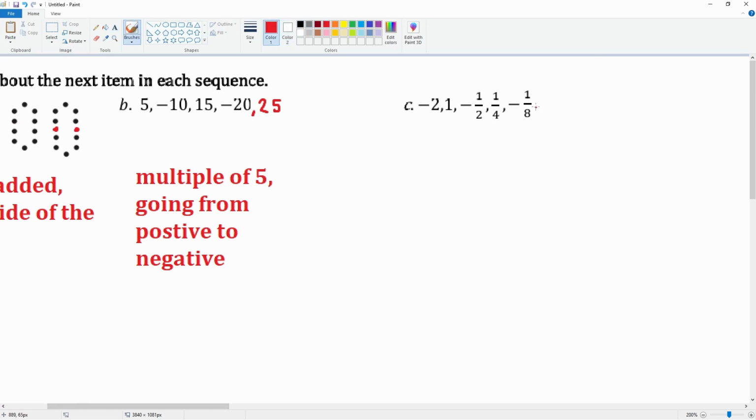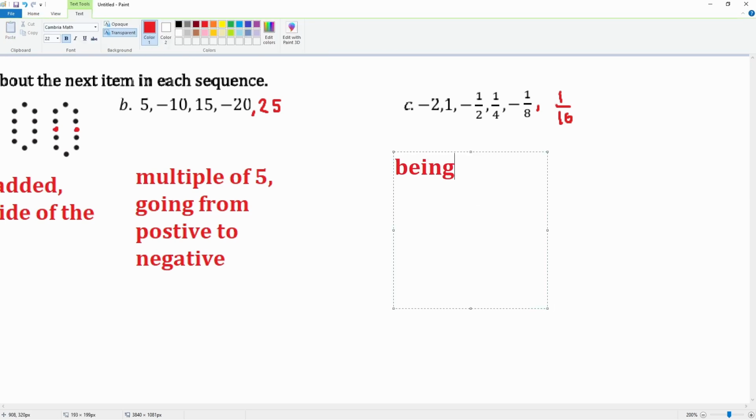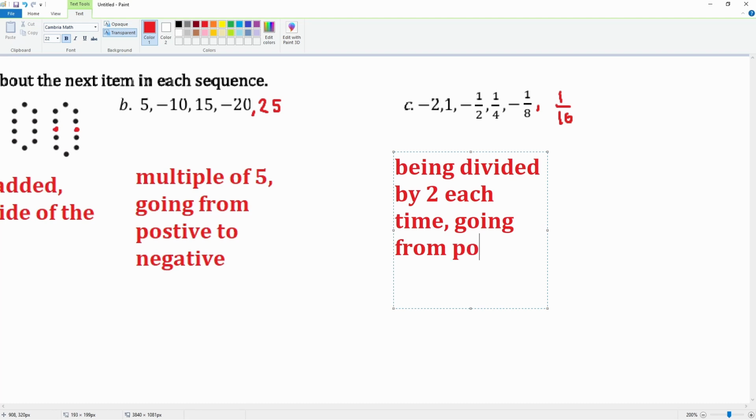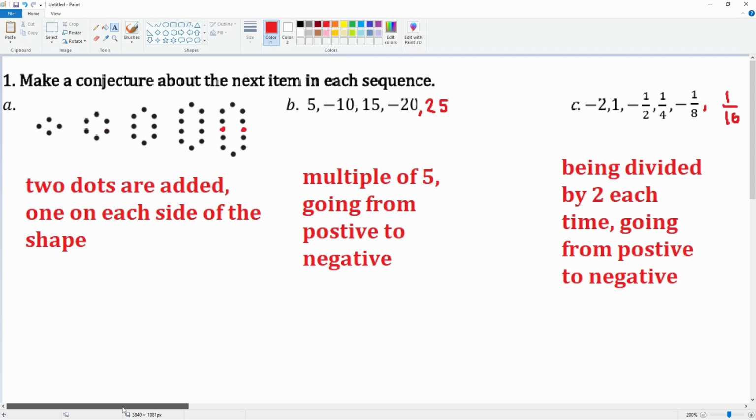1/16. Negative, positive, negative, positive, negative. This one's going to be positive. So here we can say it is being divided by 2 each time, going from positive to negative. There you go. That is how you determine the conjecture about this item in the sequence.